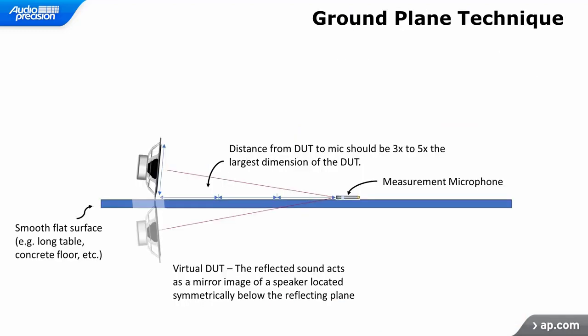Ground plane measurements are interesting as intentional reflections are produced, but these reflections are constructive and result in a 6 dB increase in sound pressure level at the mic for a given test distance compared to a standard elevated far field measurement. The measurement mic is placed flat on the surface at a distance that is at least 3 times or more the longest dimension of the DUT. This technique is a practical way to achieve good test results in a lab or office environment.